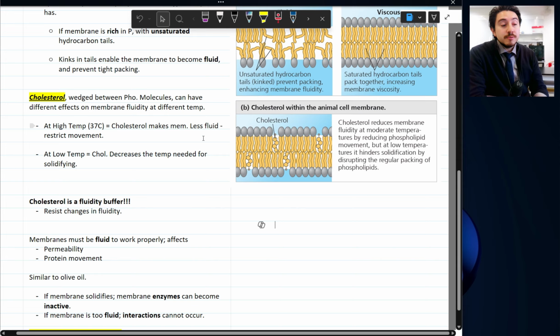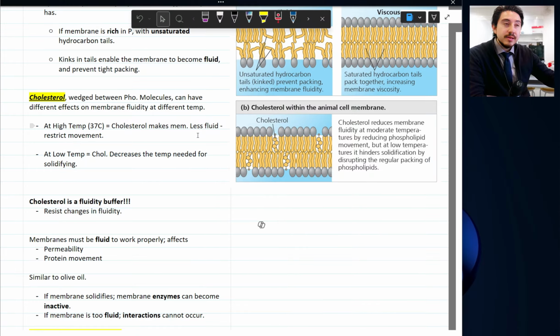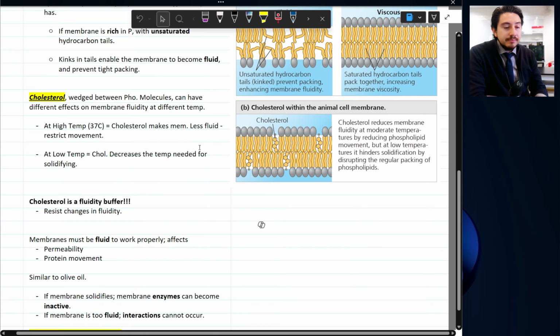Okay, so when temperatures are relatively high, like 37 degrees Celsius, close to our body temperature, cholesterol makes the membrane less fluid. Remember, the higher the temperature goes, molecular motion starts to get faster and faster. We don't want that, or it's going to be too fluid, too leaky. So cholesterol helps maintain and restrict that fluidity. It keeps the phospholipid molecules from moving too much. So it kind of binds them together a little bit, blocking their motion.